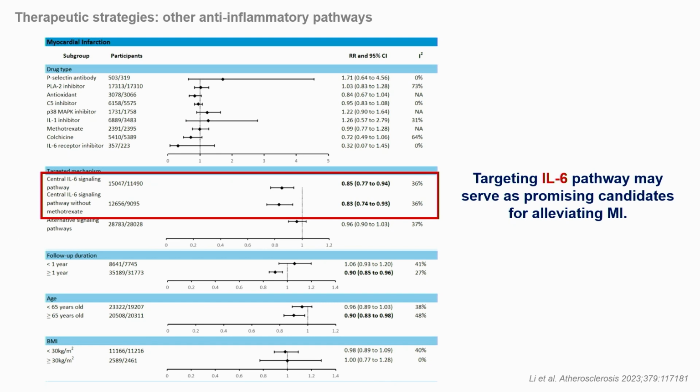And there are also other pathways, as you have noted from the CANTOS trial as well, which show a promising outlook for the amelioration of MI, such as the interleukin-1 pathway.